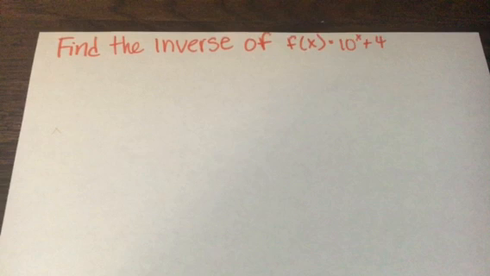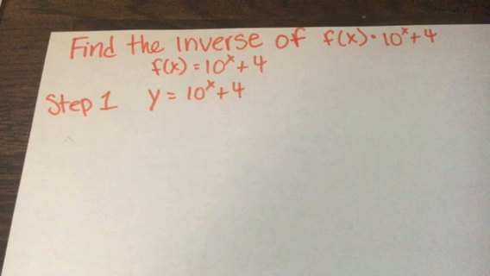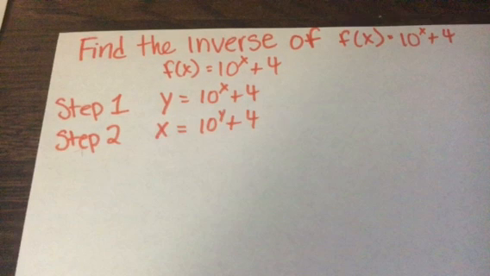Now we are going to find the inverse of f of x equals 10 to the power of x plus 4. Step 1 is to change f of x to y, giving you y equals 10 to the power of x plus 4. Step 2 is to switch x to y and y to x, giving you x equals 10 to the power of y plus 4.